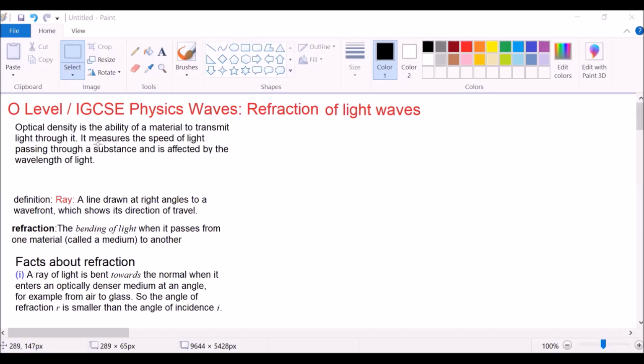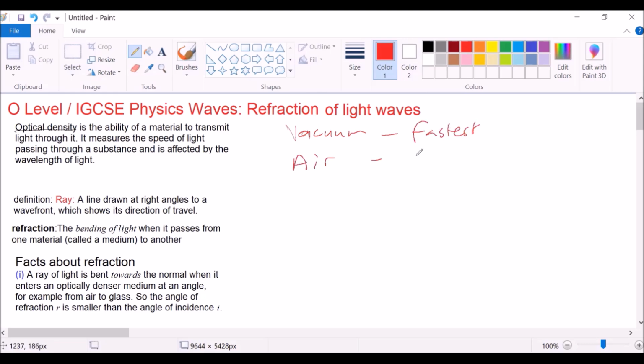We continue with IGCSE Physics on the chapter of waves, looking at the refraction of light waves. Let's start with definitions. Optical density is the ability of a material to transmit light through it. Light best travels, or is fastest, or travels freely, in a vacuum. Light in a vacuum is fastest.